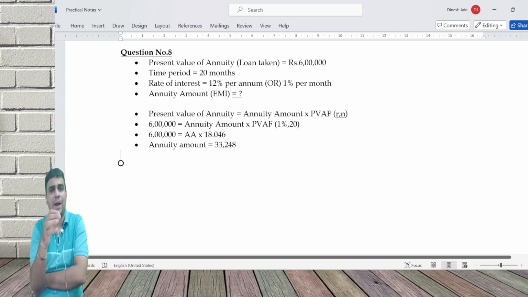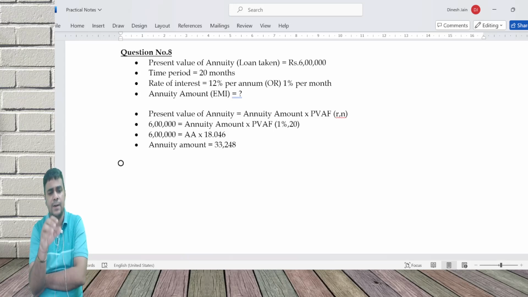Now let's understand the practical application of this. The question says interest rates have been increased from 12 to 13.2%. What is the increase in EMI? Because in the practical world, this is the application. 13.2% means 1.1% monthly. Tell me the 20 month annuity factor at 1.1%, which is 1 divided by 1.011.